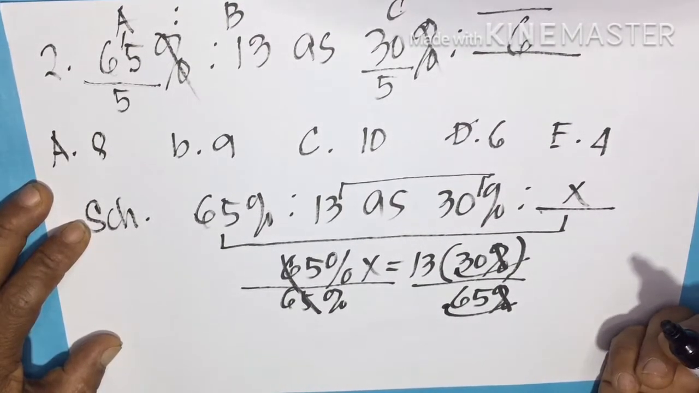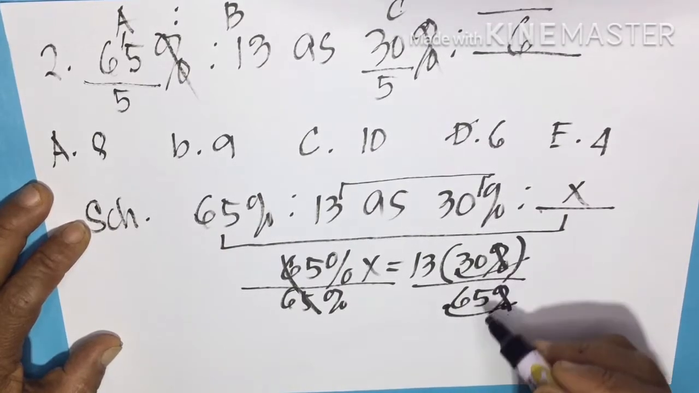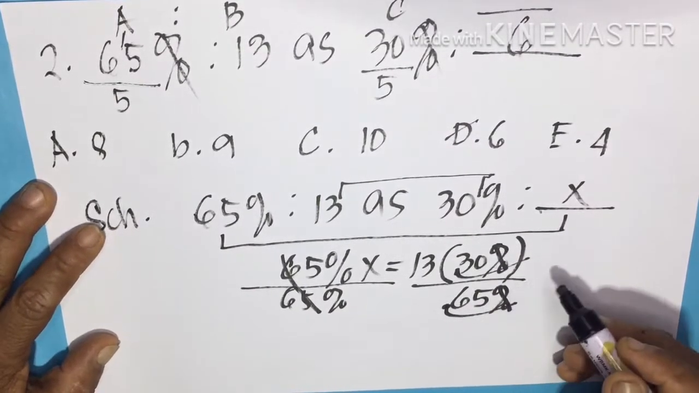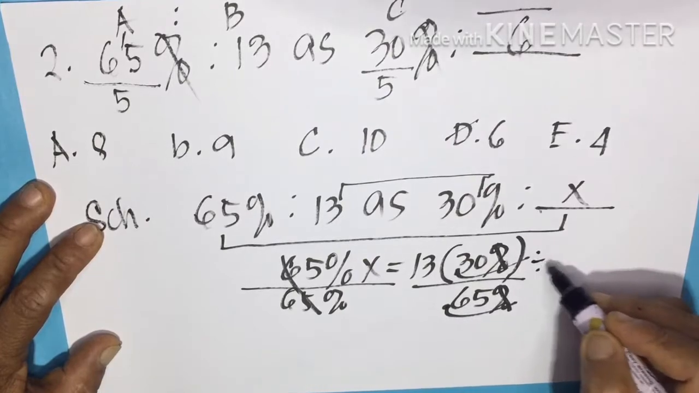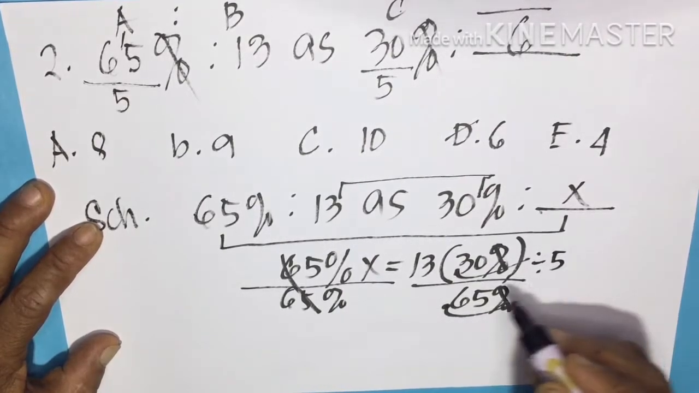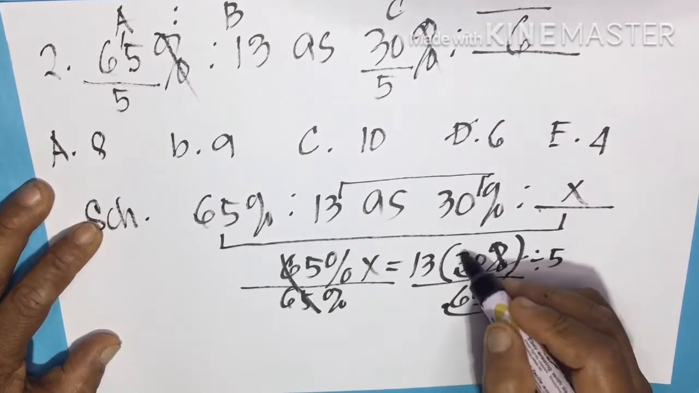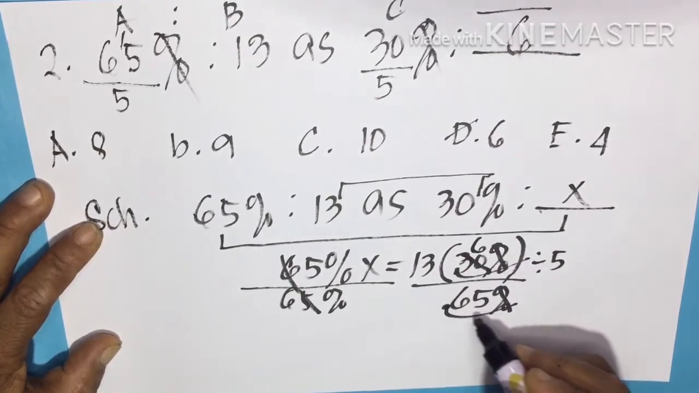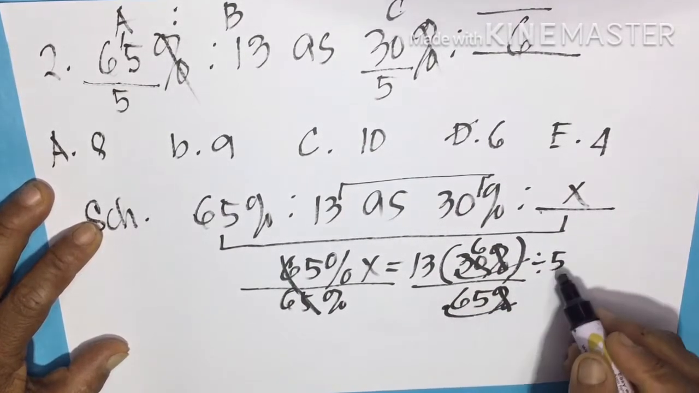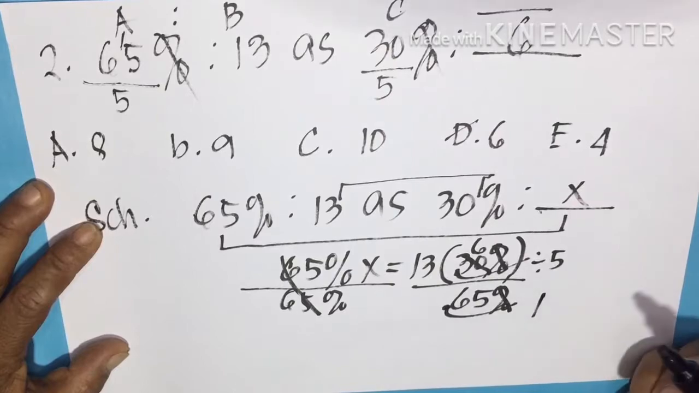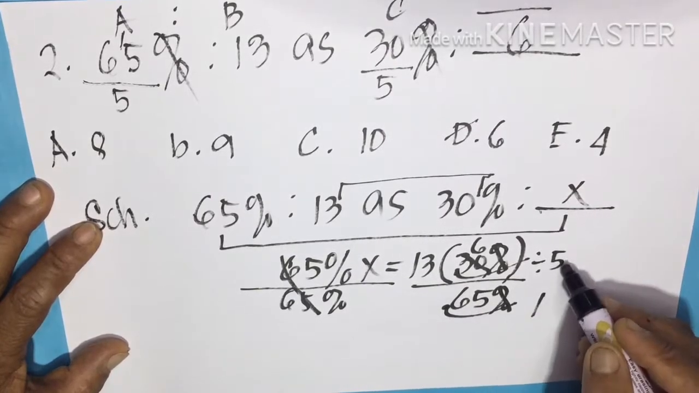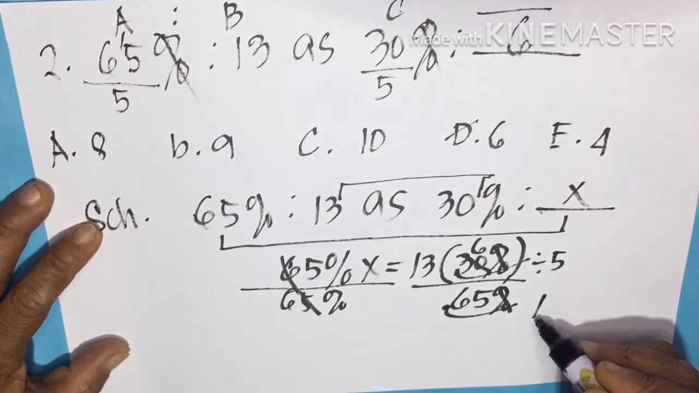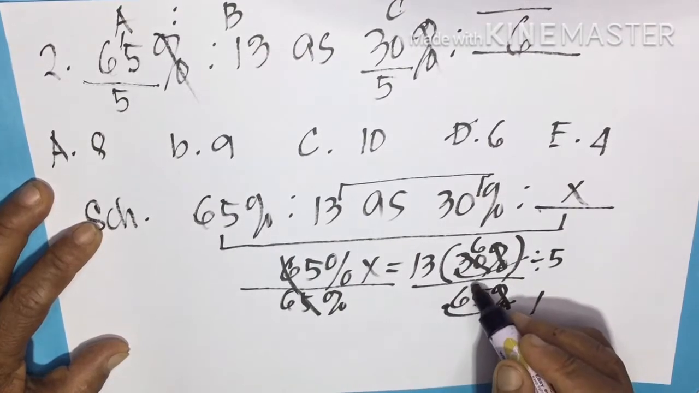Okay. Again, 30 and 65, we have to find a number that can divide both, which is 5. 30 divided by 5 equals 6. 6 divided by 5, that is 1. And 5 times 1 is 5. The difference of 6 and 5 is 1.